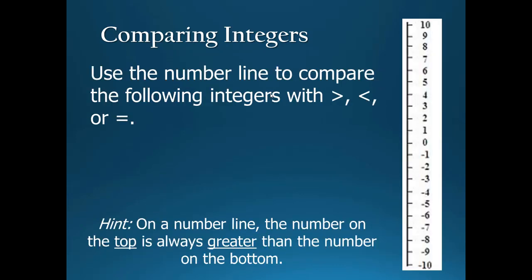Okay, now we use vertical number lines. The hint, on a number line, the number on the top is always greater than the number on the bottom. Angka yang berada di atasnya selalu lebih besar dari angka yang berada di bawahnya. We are going to the examples. Minus 3 and minus 5.